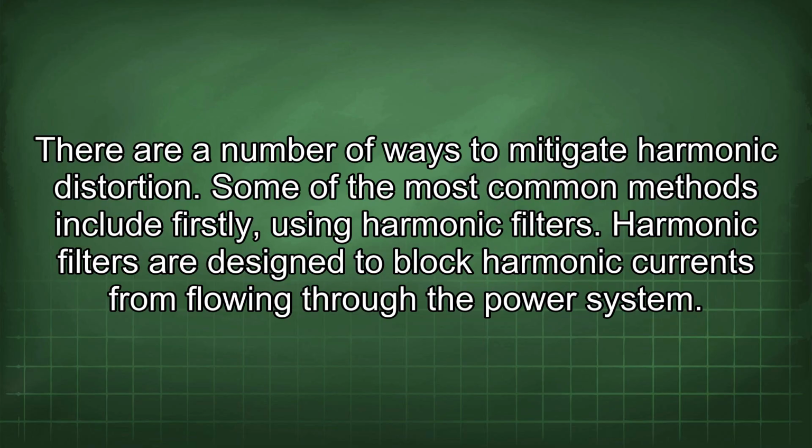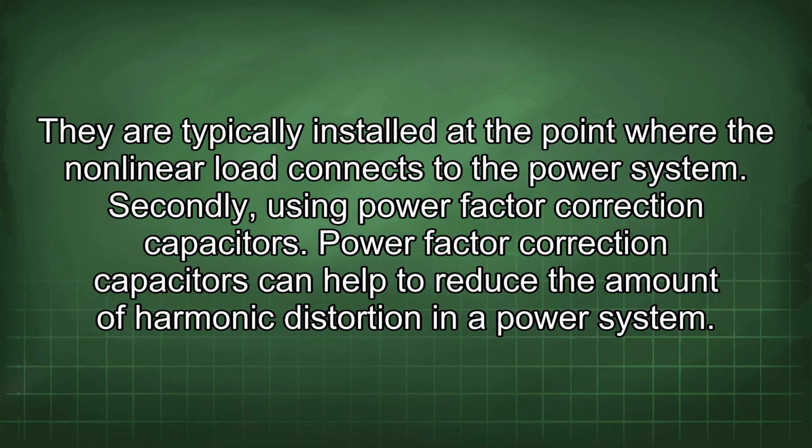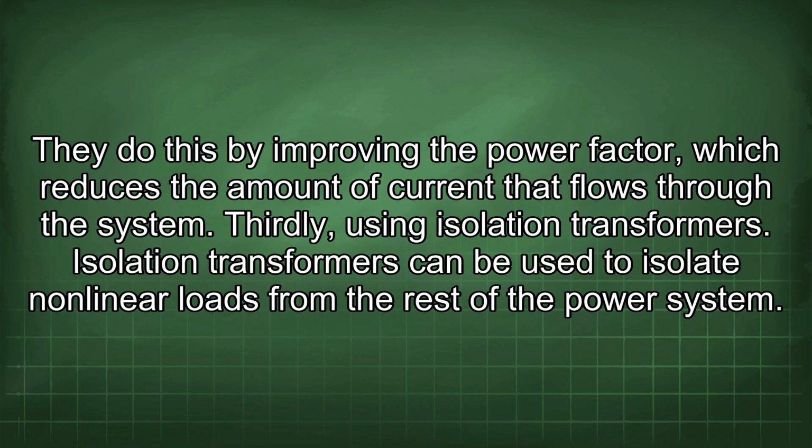Harmonic filters are designed to block harmonic currents from flowing through the power system. They are typically installed at the point where the nonlinear load connects to the power system. Secondly, using power factor correction capacitors. Power factor correction capacitors can help to reduce the amount of harmonic distortion in a power system. They do this by improving the power factor, which reduces the amount of current that flows through the system.